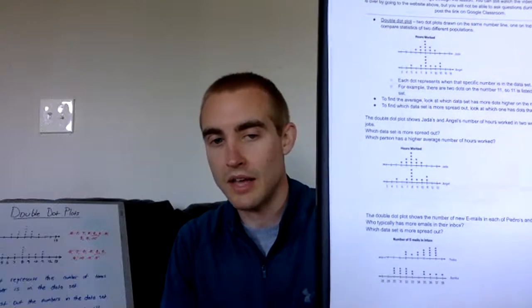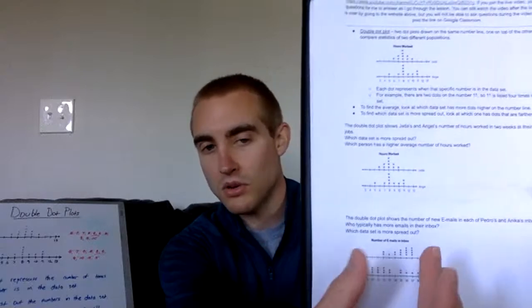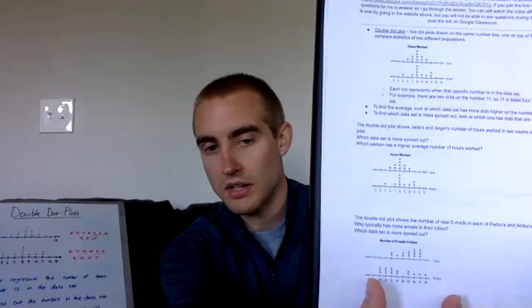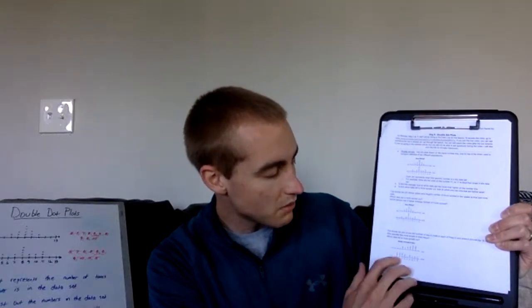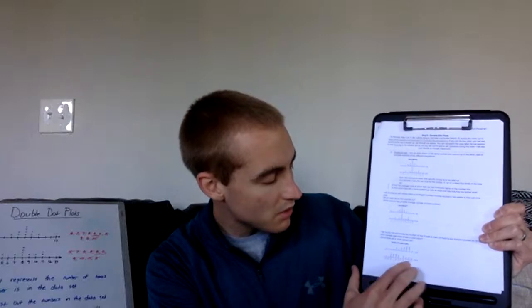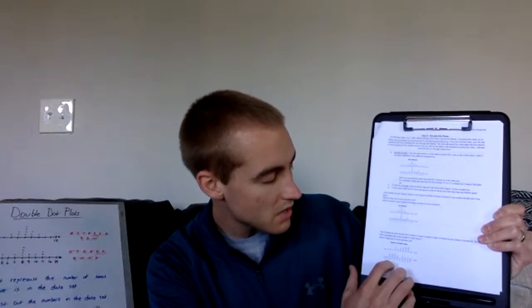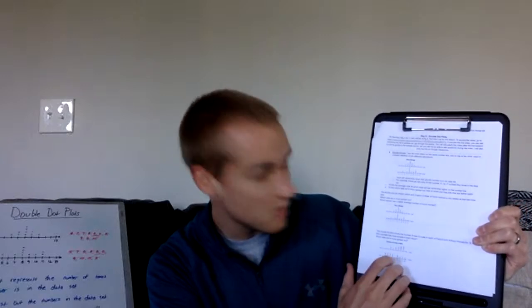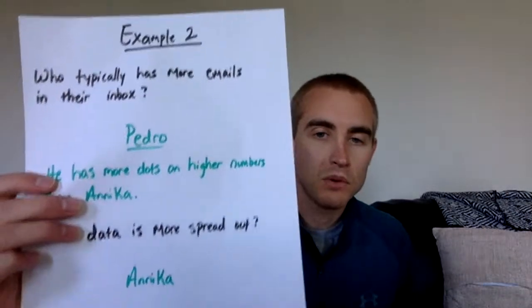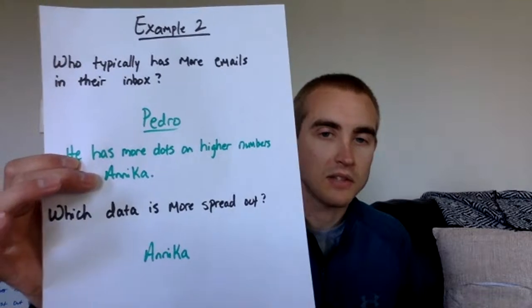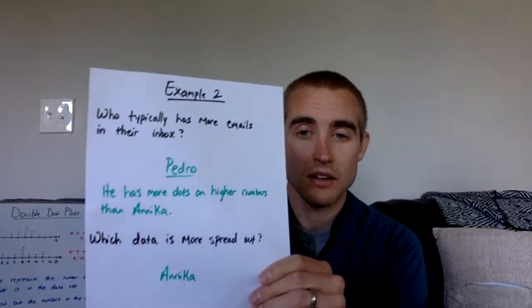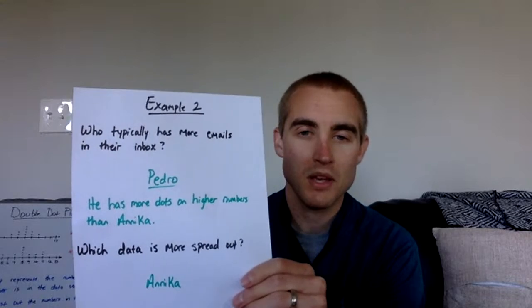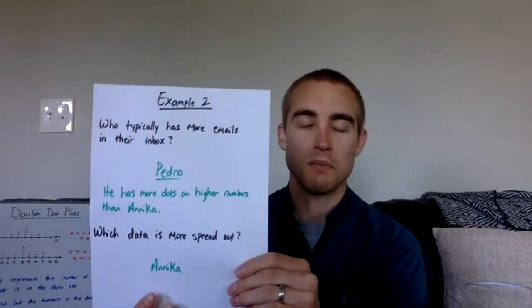If you look at that, notice that Pedro's are all right here. Anika's are a lot more spread out. And in fact, if you find the range, Anika's span over 8 different numbers and Pedro's just spans over 5. So whose is more spread out? We would say Anika's has data that is more spread out. So for who typically has more, it'd be Pedro. Which one's more spread out, it'd be Anika.